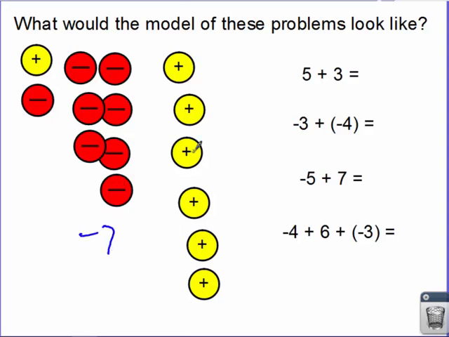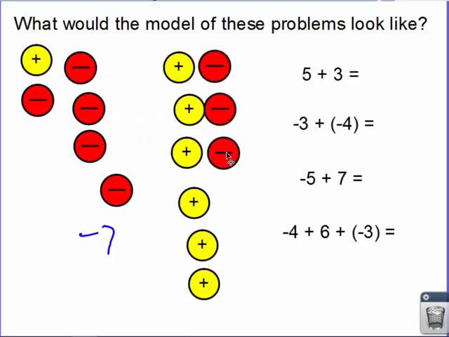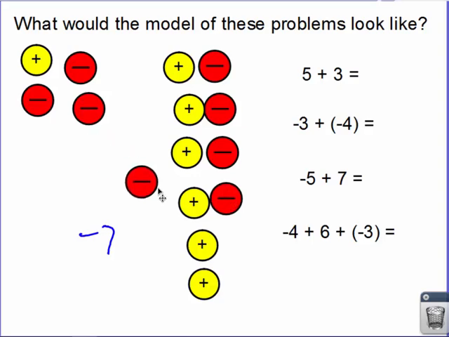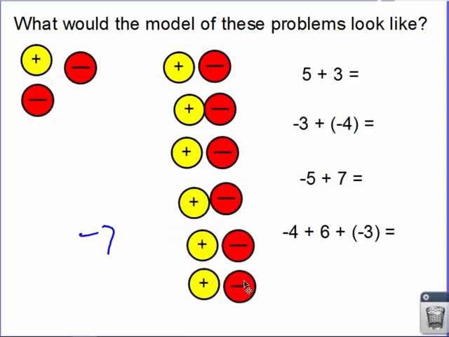And I've got 1, 2, 3, 4, 5, 6 positives. So again, what happens when I take a negative and a positive and put them together? They zap each other out and they become zeros. So we have all these zeros right here, and what do we have left? We have just a -1. And that's my answer for this particular problem.